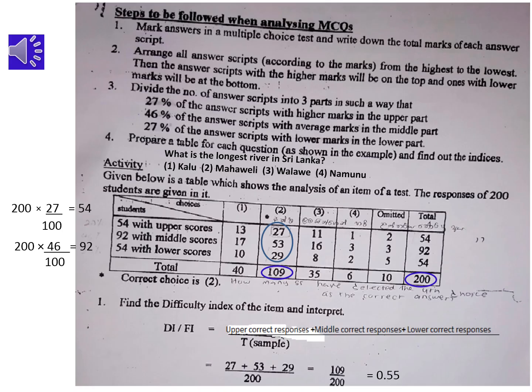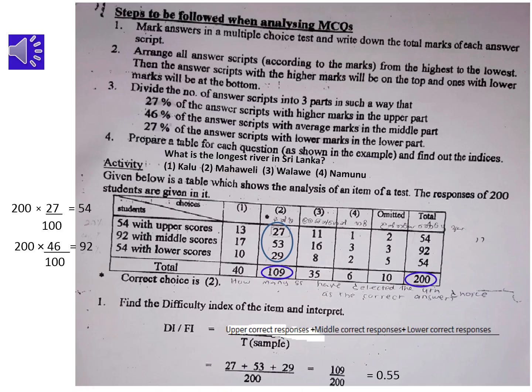Then, second step, arrange all answer scripts according to the marks, right? You have to arrange them from the highest to the lowest. On the table, at the bottom, you keep the lowest mark, and then you pile up, right? The answer scripts with the higher marks will be on the top, and the ones with the lower marks will be at the bottom, right?